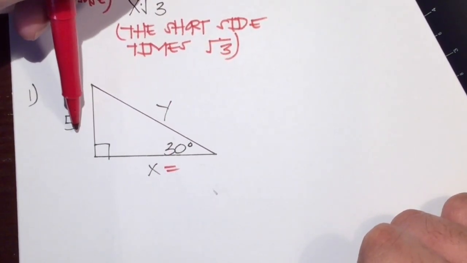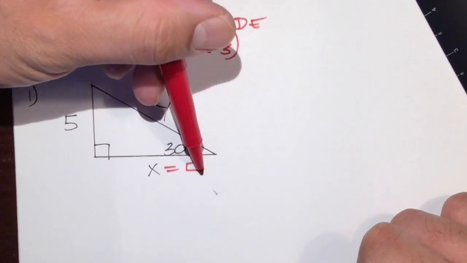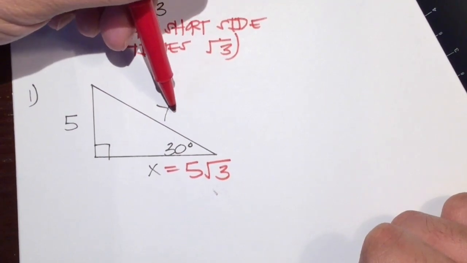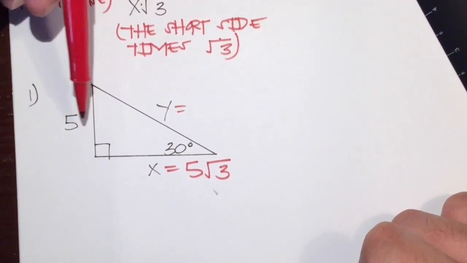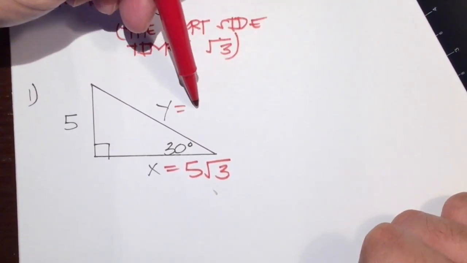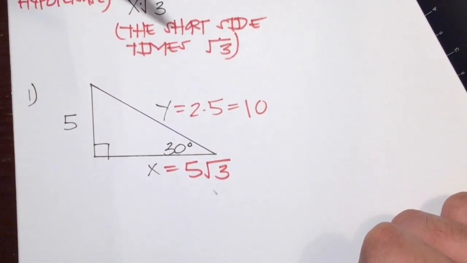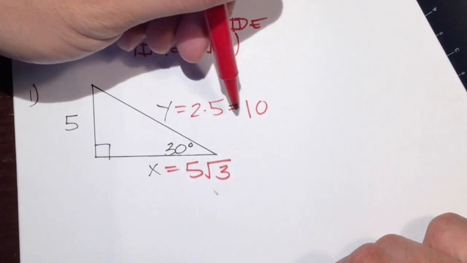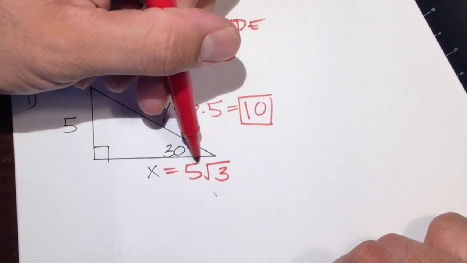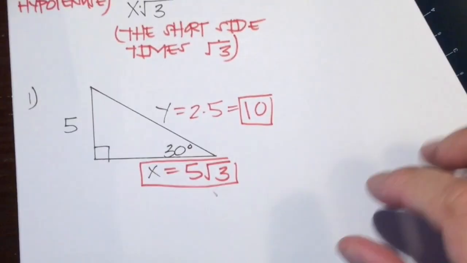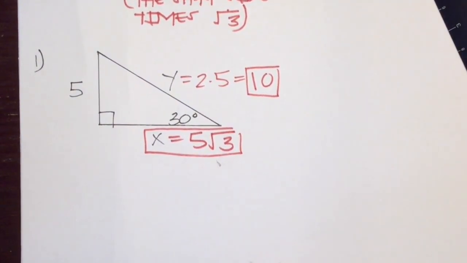So the middle side is the short side times radical 3. So there's our answer. And y is just twice the short side. So 2 times 5, which is 10. So that's it. Here are our two answers. X equals 5 radical 3 and y equals 10. Okay, simple enough. That's number 1.